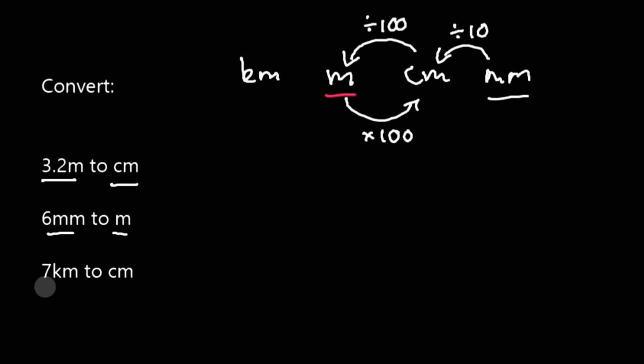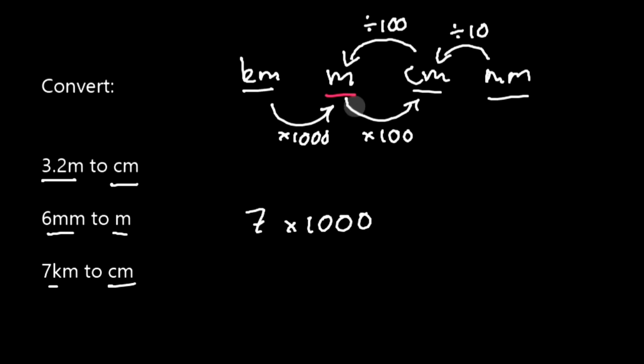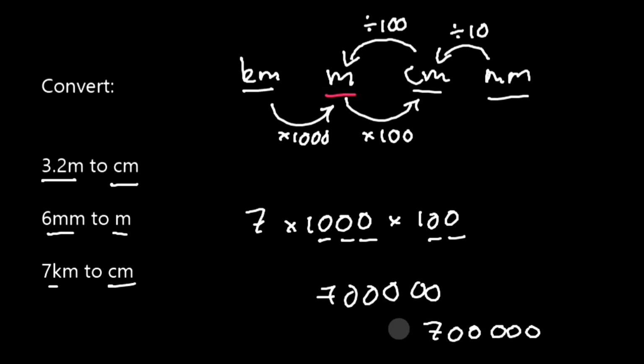Next question, 7 kilometers to centimeters. It would be kilometers over here and centimeters over there. So all we have to do is go from kilometers to meters, which is times by 1,000, and meters to centimeters, which is times by 100. So you can pretty much just add 1, 2, 3, 4, 5 zeros onto the 7, and our answer is 700,000 centimeters.